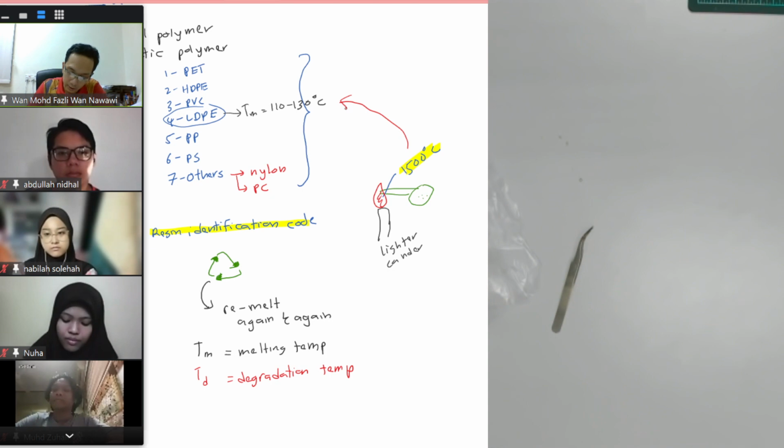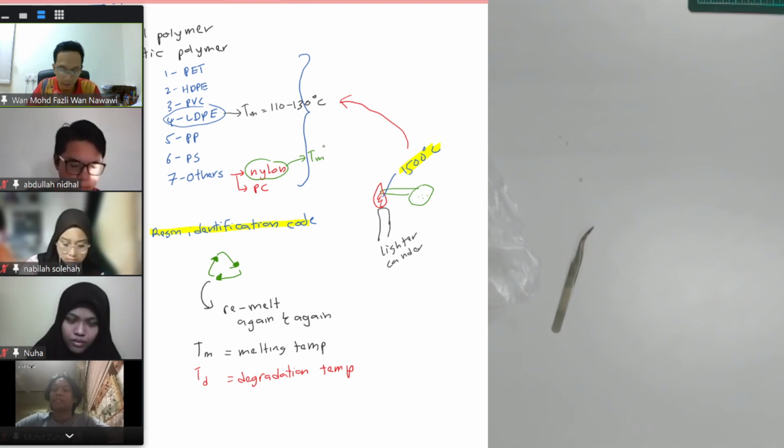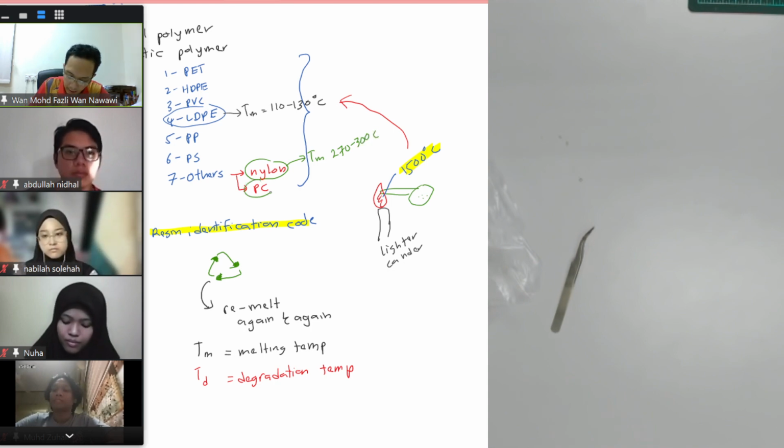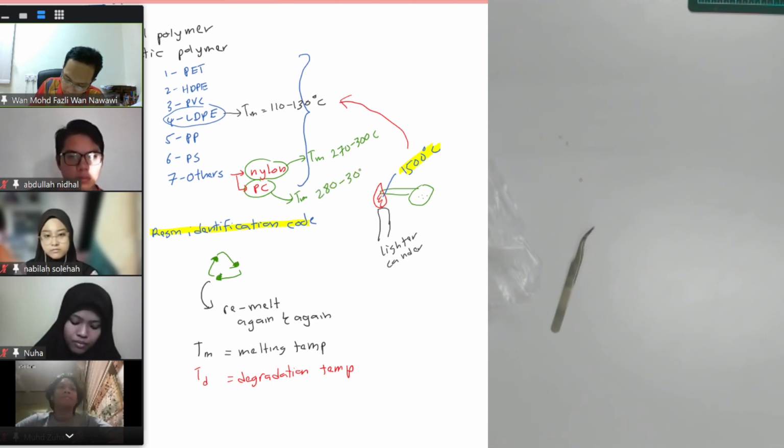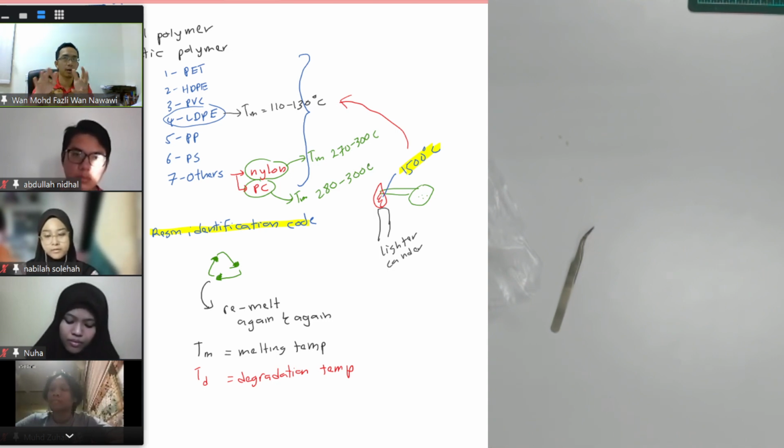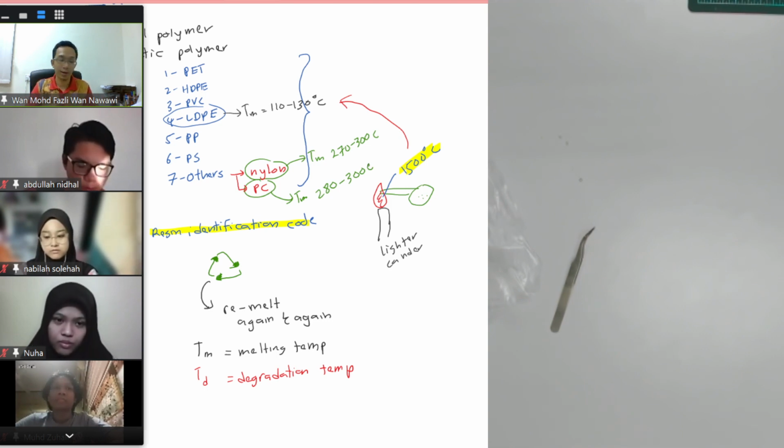Similarly with other plastics, for example nylon, they have a TM around 270 to 300 Celsius. And PC polycarbonate has a TM around 280 to 300. Different manufacturers of nylon or polycarbonate have a different range, but roughly it is nearly 300, nearly 300. So that's why nylon, the one that I showed you last time, the spatula, right?